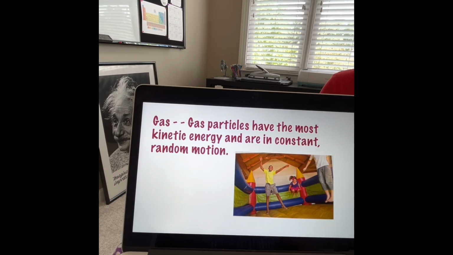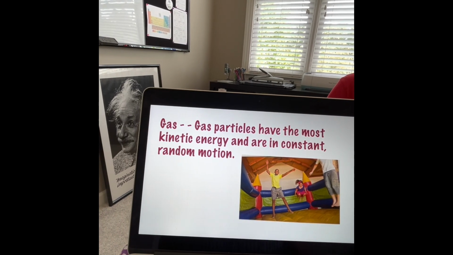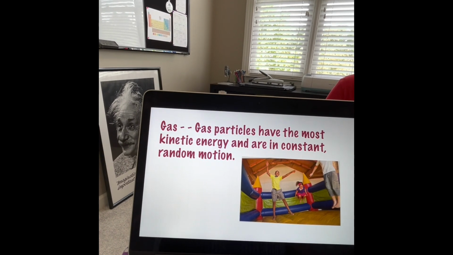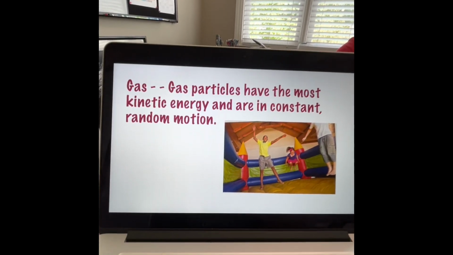Because the particles of gas are in constant motion, the gas is able to spread out and fill a container of any shape or size. So gases have no definite shape and no definite volume of their own.